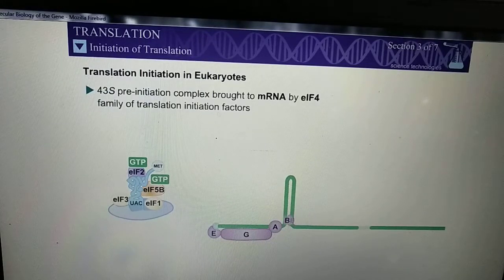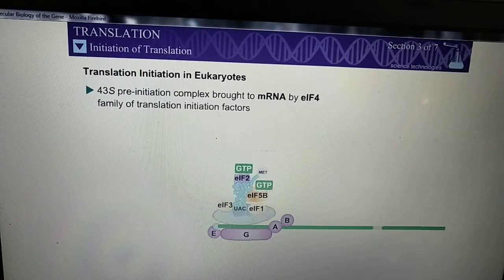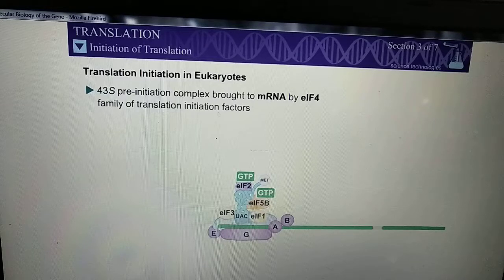Next, eIF4B binds to the eIF4F complex and activates a helicase activity. This unwinds any secondary structure in the mRNA. The 43S pre-initiation complex can now bind to the mRNA through the interaction of eIF3 and eIF4F.